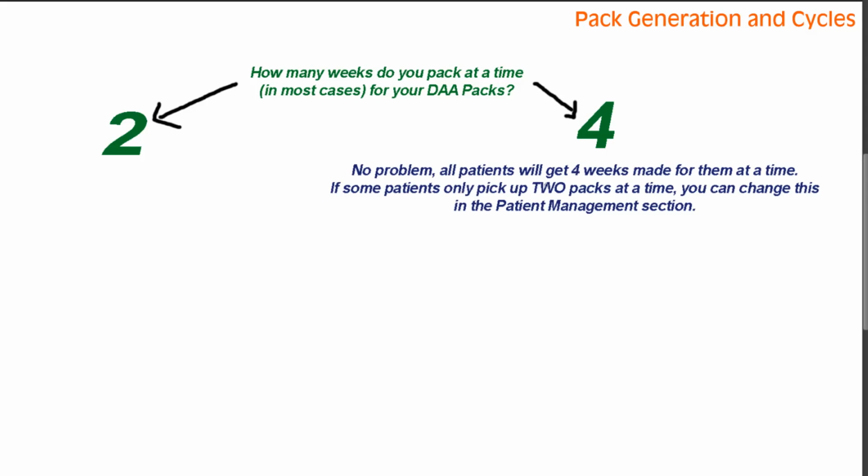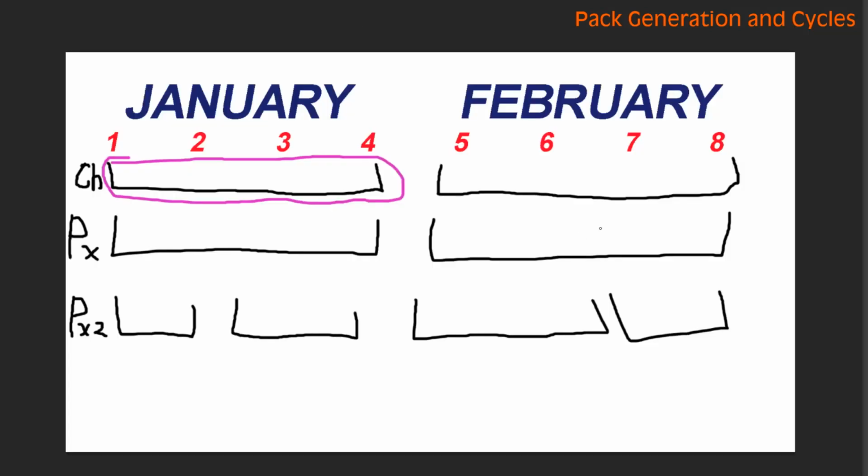If some patients only pick up 2 packs at a time, you can change this in the patient management section. So pretty much by default, this is the default here for a 4 weekly pharmacy. However, some patients might be adjusted to get 2 weeks at a time. Now, the next option is where it gets significantly more complex.